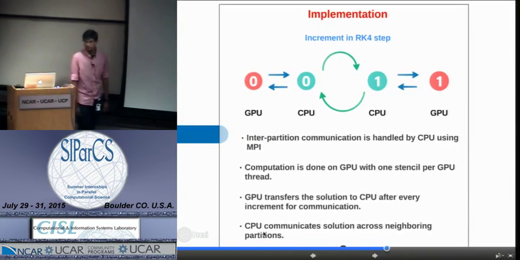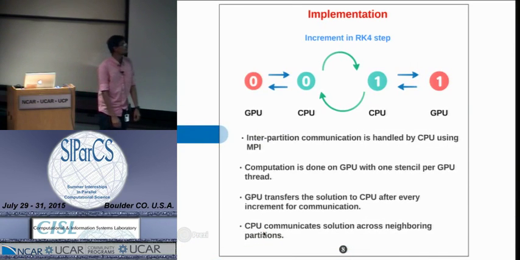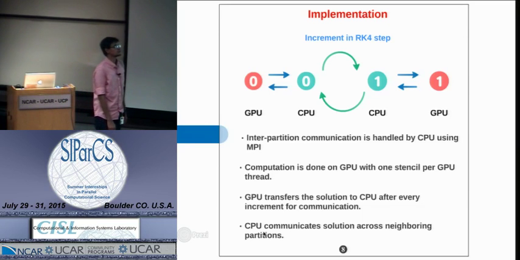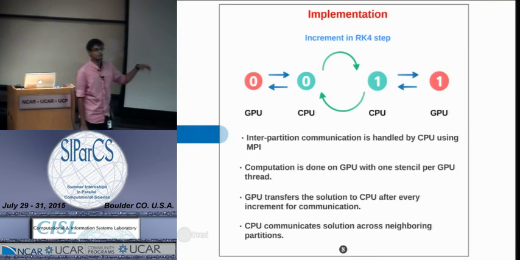So coming to the implementation, the interpartition communication is handled by the CPU using MPI. As I mentioned, we implemented this time stepping scheme on the GPUs. Once we have the information for communication in place on the CPU, it starts its work by offloading this time stepping part onto the GPU. If you look at it, in RK4, there are 4 increments.